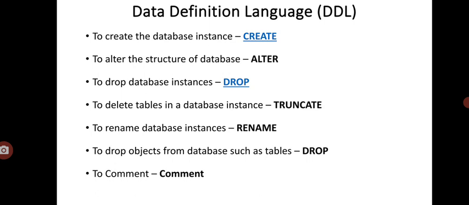Truncate command is used to delete the tables in the database management system. And the rename command is used to rename a previously available table. Drop command can be used to drop the tables or databases from the overall database management system. A comment command is used to comment on the tables.